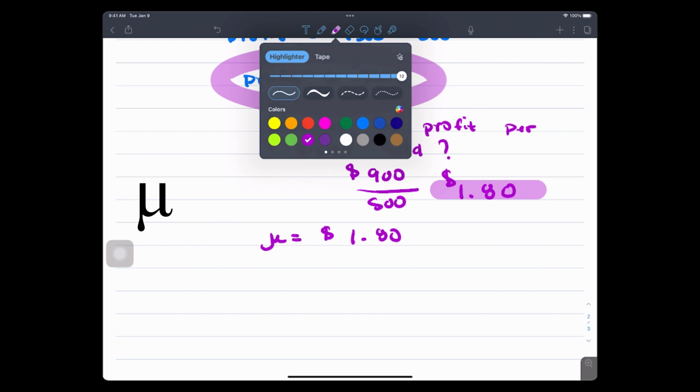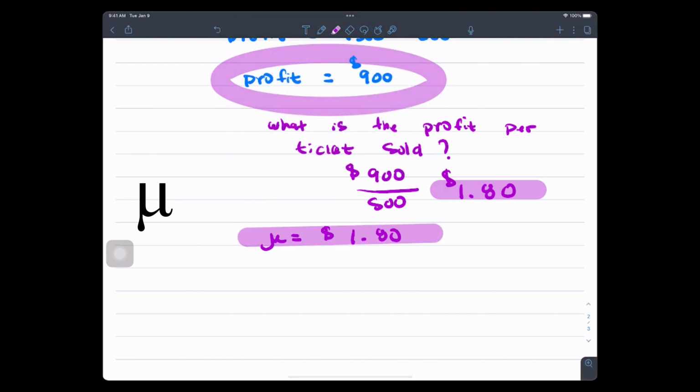So you think about it this way. You go, oh, for every ticket that we sold, how much money did we make? $1.80. You unitize it. Every ticket sold, that's $1.80. $1.80 for every ticket you sold. That's how you think about it.